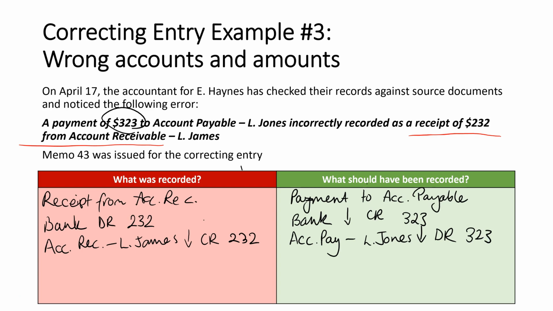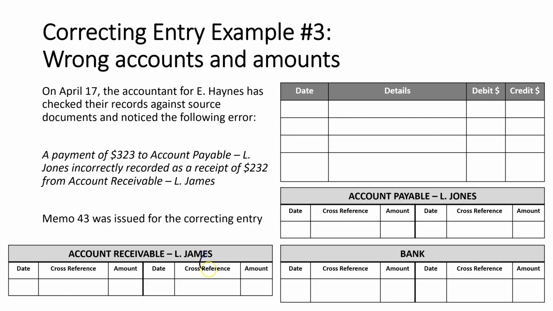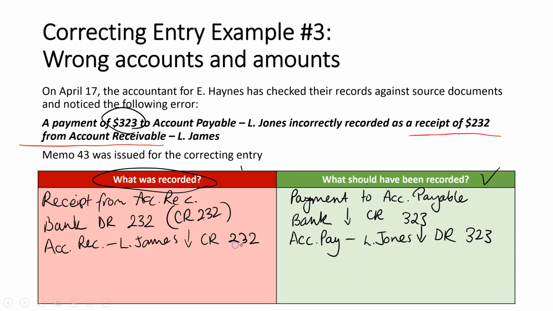So applying the same thinking as the correcting examples 1 and 2, we need to reverse what was recorded, and then we need to ensure that we record what should have occurred. So in this case, I'm going to need to credit bank by $232, and I'm going to need to debit my account receivable by $232. So you can see here that overall bank is going to need to change because of the reversal and also because of what should have been recorded. So instead of having two entries for bank, I can actually combine that into the one, and I can record it just as one overall effect.